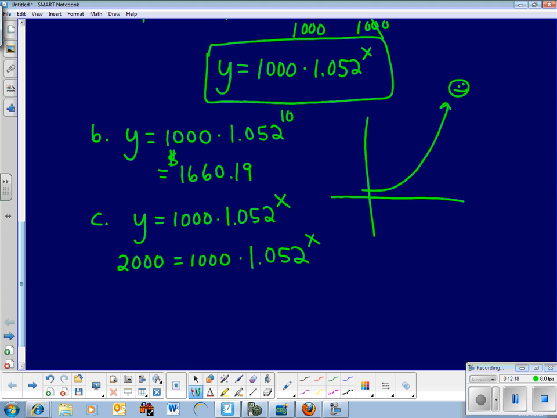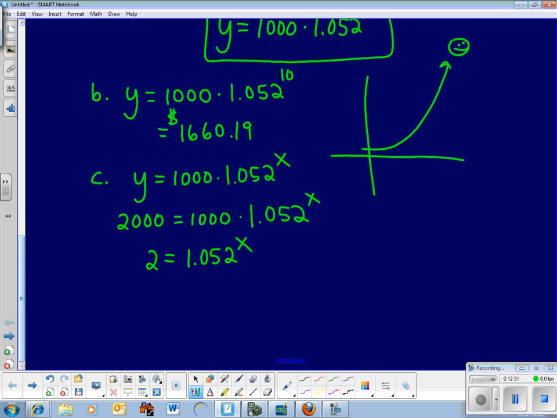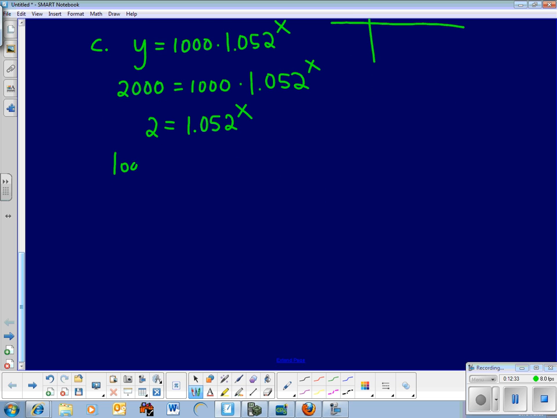All right, so my first step is going to be to divide by 1,000 each side, and I get 2 equals 1.052 to the x. Now, this is where our new strategies come into play. When your unknown is in the exponent, how are you going to get out of there? You're going to log both sides. Why do we choose to log both sides? Because logging a power makes that exponent drop out into the front, and now we're able to work with it.